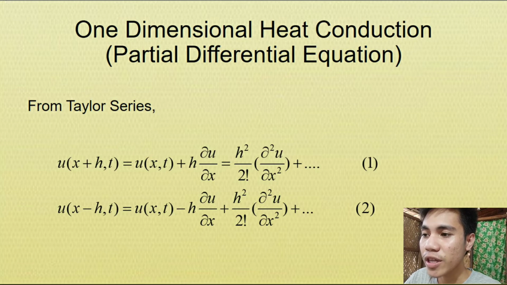For the second equation, u of x minus h comma t is equal to u of x comma t minus h times the partial derivative of u with respect to x plus h squared over 2 factorial times the second partial derivative of u with respect to x. Here, u is the temperature.